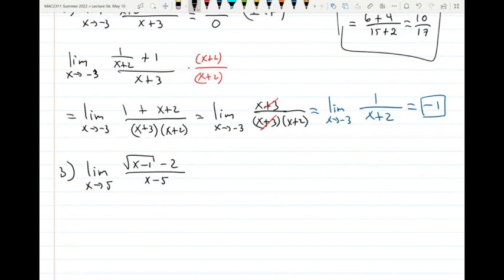Okay, so we plug in 5. What do we get on top? 0. So we get 0. Everybody see that? All right, and in the bottom? 0. So, indeterminate form. So something needs to be done. Okay, so what do we do?